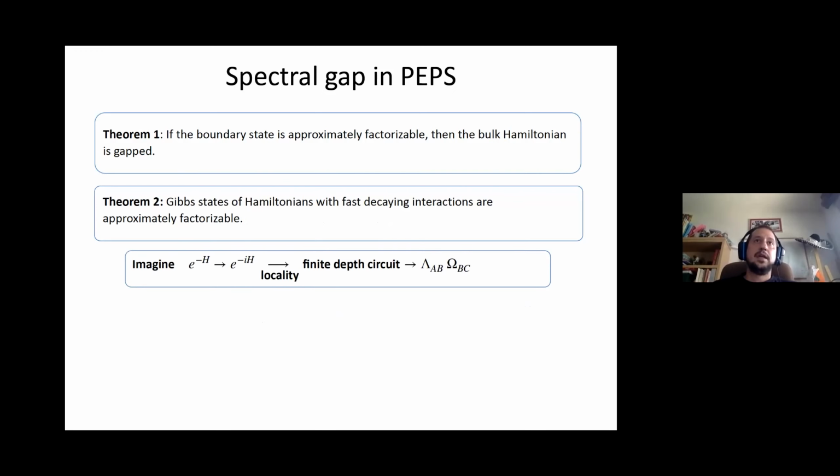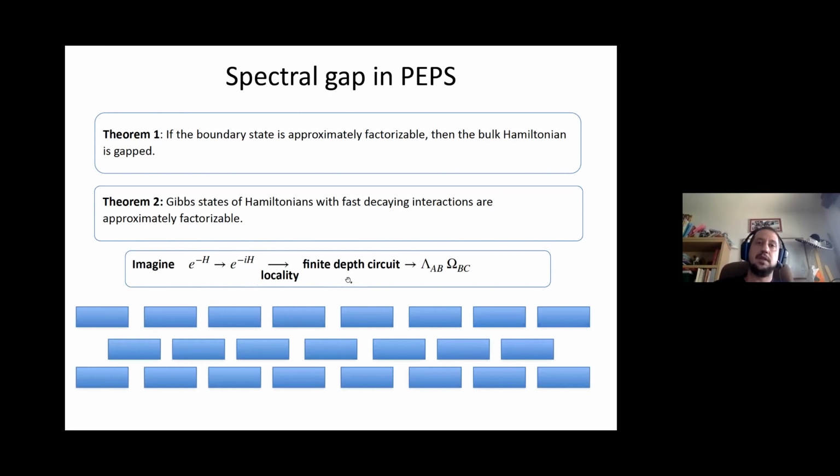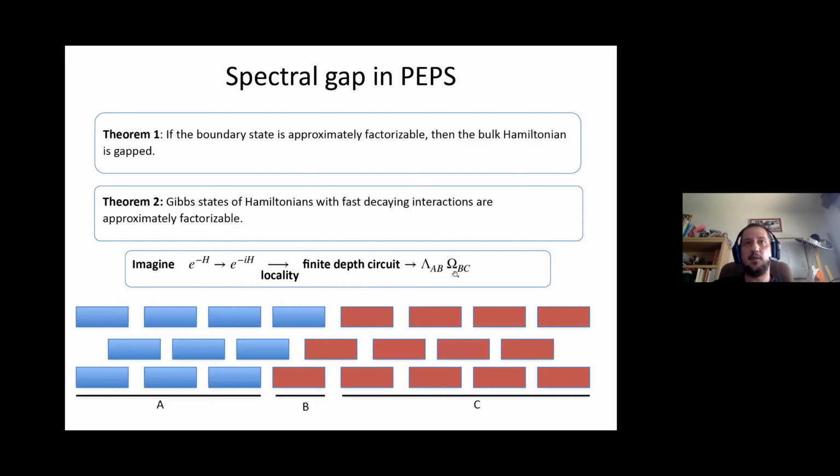Okay, the intuition behind theorem 2 is very easy. Imagine that instead of a thermal state, we have really an evolution. So, okay, now we add the complex i here. Then, because the H is local, this evolution by Lieb-Robinson bounds is essentially a finite depth circuit. And if I have a finite depth circuit like that, then this can be seen as the product of some lambda and some omega, which are simply the blue and the red parts of this circuit. What we do is much more complex than that, but the philosophy is exactly the same.